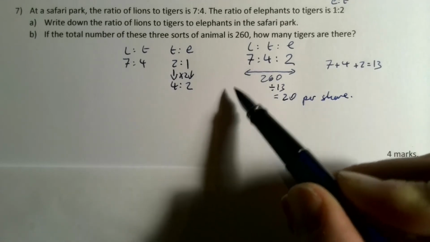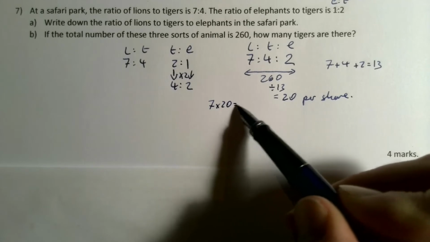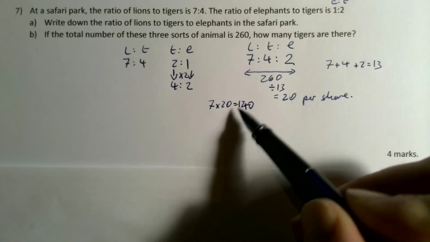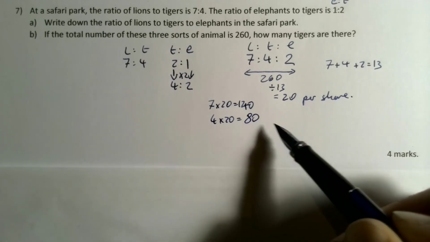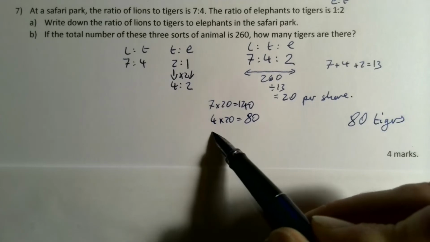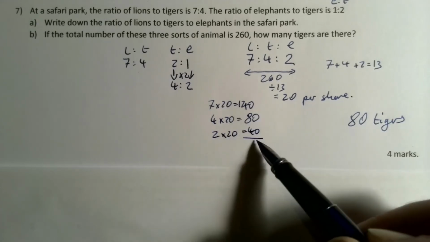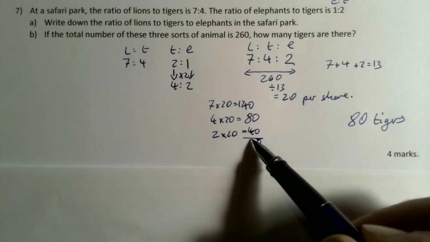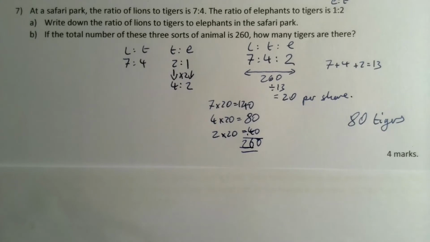So lions would be 7 times 20. 7 times 20 is 140. 4 times 20 for tigers, which is my question, so I'm going to write 80 tigers. I'm just going to do the last one though, just to check. 2 times 20 is 40. Now if I add them up at the end, 140 plus 80 plus 40, I get 260, I can be pretty sure I've got the right answer. So 80 tigers.